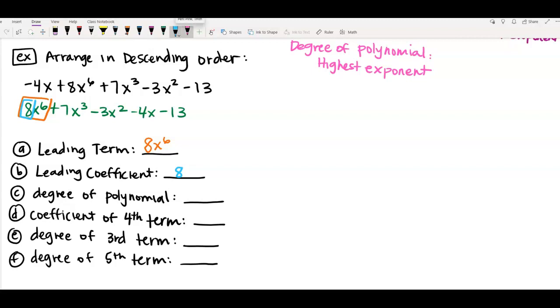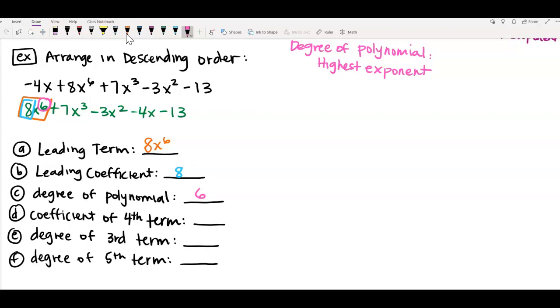Okay, go ahead and hit enter now. Awesome. The degree is the highest exponent, and it looks like everybody got that. So the degree of the polynomial is 6. Okay, let's try part D. So the coefficient of the fourth term.